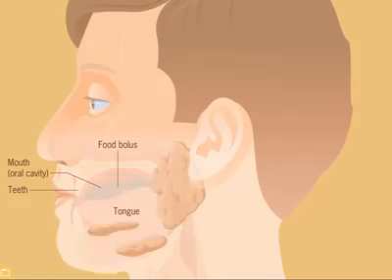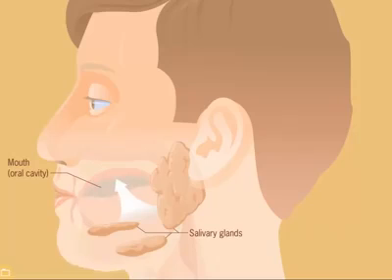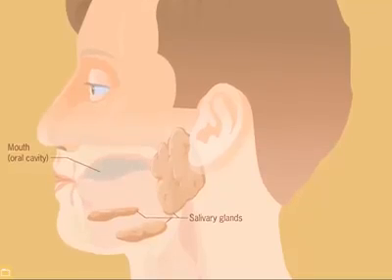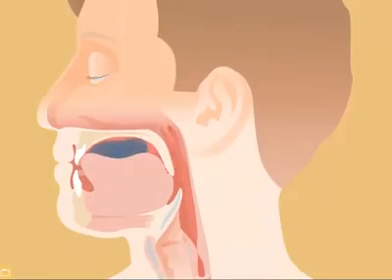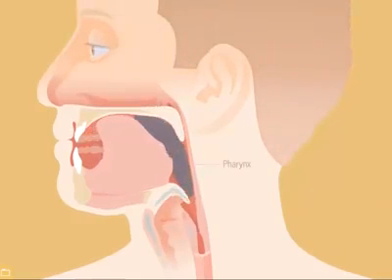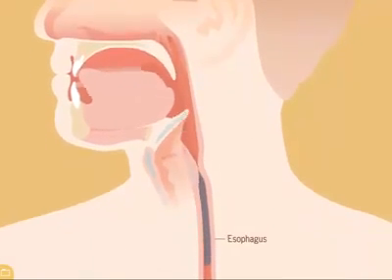Chemical digestion starts when the salivary glands release saliva into the oral cavity. Saliva is rich in amylase, an enzyme that breaks down carbohydrates. After the bolus has been broken down adequately, swallowing begins. The food bolus passes through the pharynx and into the esophagus.